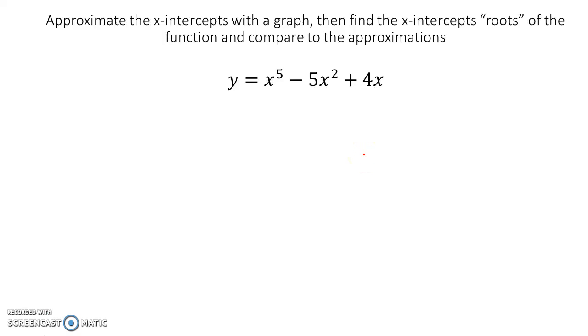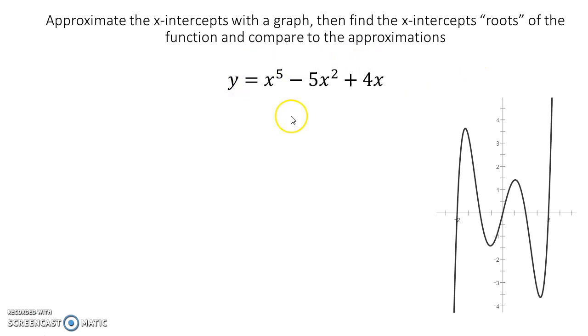In this problem, we're given the equation form of a function, and we are asked to approximate the x-intercepts with a graph, then find the x-intercepts, also called the roots. The question might state this as find the roots of the function and compare them to the approximations. So first thing we'll do is go ahead and make a graph.